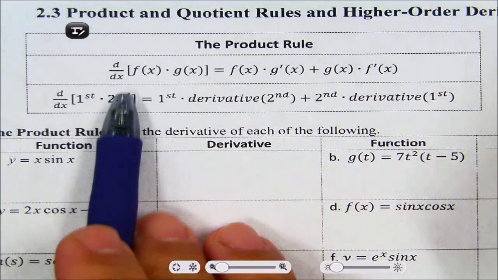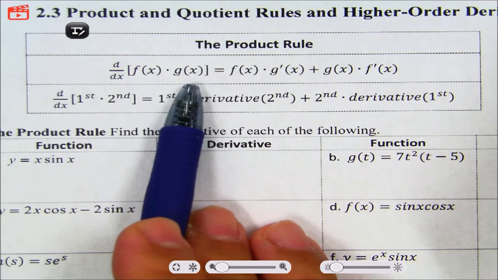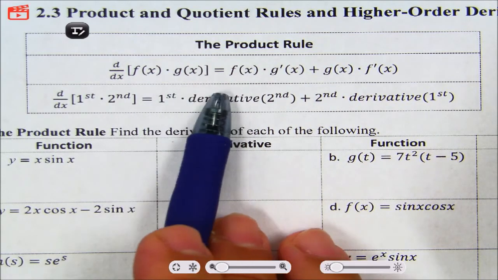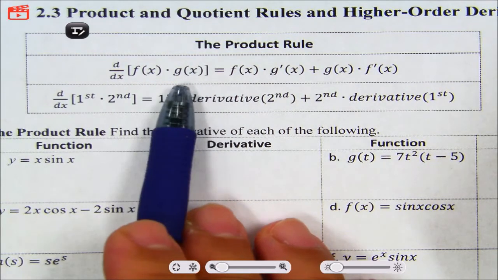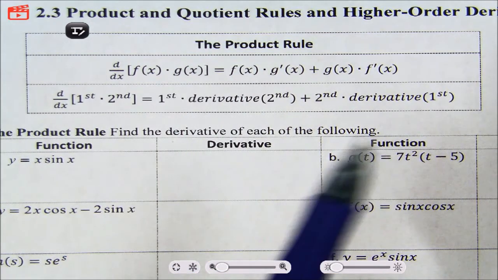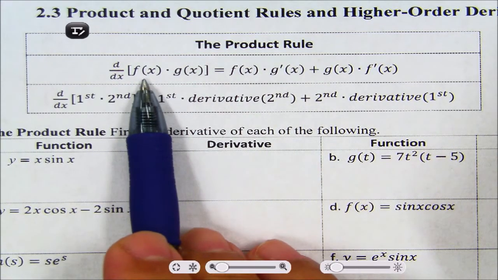So we're taking the derivative of the product of two functions. But as complicated a rule as this is, sometimes it's better to just multiply it out instead of using the product rule. But there will be times when you don't have a choice. Okay? So it's f of x times g of x.